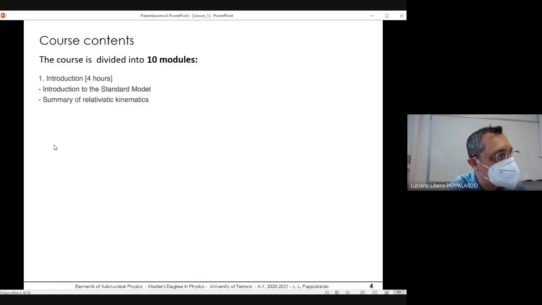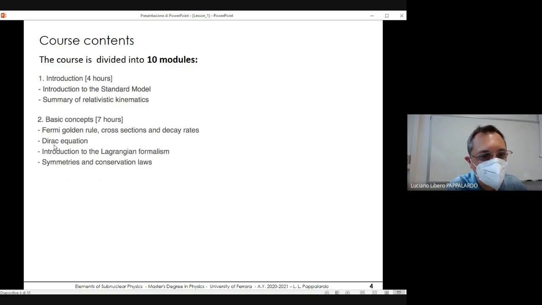So we will start with a very quick and simple introduction to the standard model of particle physics and fundamental interactions. These are all things that I expect you know already. It's just a reminder. And then we will start a summary of relativistic kinematics. So we'll start with some very, very basic special relativity today, and tomorrow we'll go in some more detail about reaction, center of mass, laboratory frame, and so on.